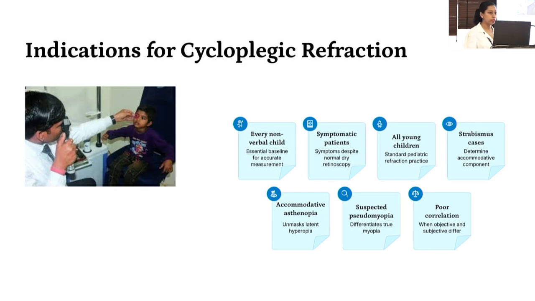What are the indications of a cycloplegic refraction in a kid? Every non-verbal child, every symptomatic patient, that is, where symptoms of asthenopia are there, all young children, any cases with strabismus, all children who are suspected to have pseudomyopia or poor correlation of subjective refraction and their symptoms, all have to undergo a cycloplegic refraction.